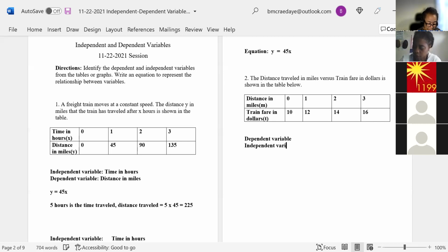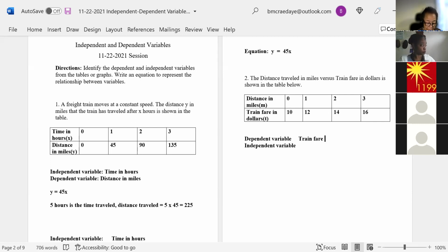The train fare. So you're saying the miles is dependent upon the fare? Alva, what would you say? The fare is dependent on the mileage. That's right. The fare is dependent on the miles traveled. So your dependent variable, Maureen, would be the train fare.